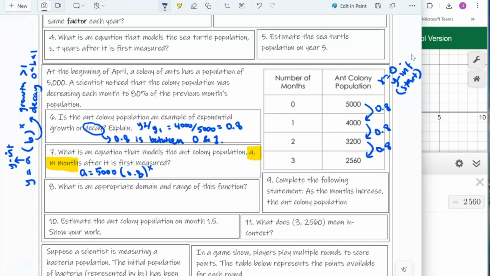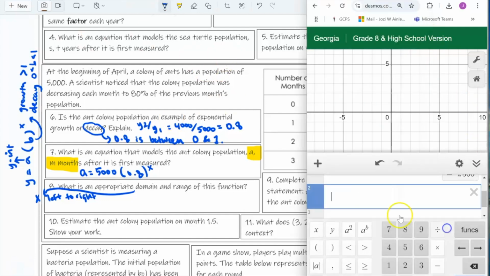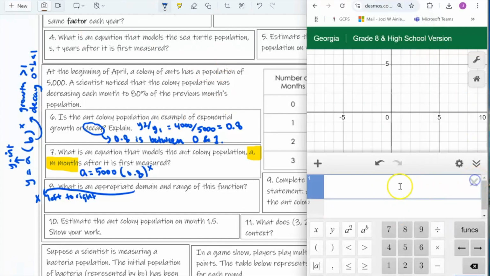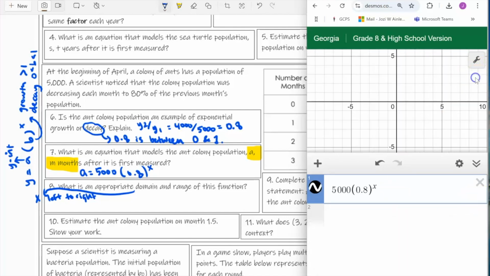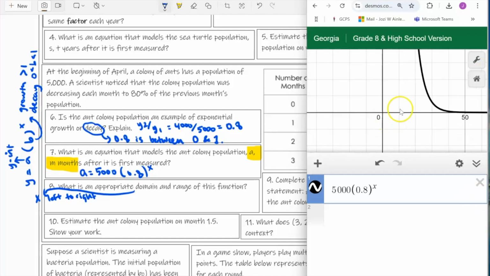What is an appropriate domain and range? So let's remember what domain is. So domain is x, left to right. All right, so let's start at the left. As a matter of fact, since I've got my equation, I'm going to go ahead and put it in so you guys can visualize what I'm about to say. So I'm going to put 5,000 parentheses 0.8 close parentheses, shift, so it can go to the top, x. All right, so that's my function. I'm going to zoom out, and there's my function.